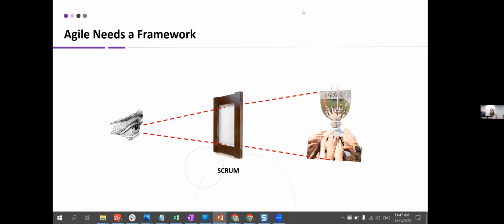So let's start easy in the chat. If you can, just from 1 to 5, rate for me your experience with Agile and Scrum. 1 being least familiar, and 5 being I've been there, done that, seen it work or not work.